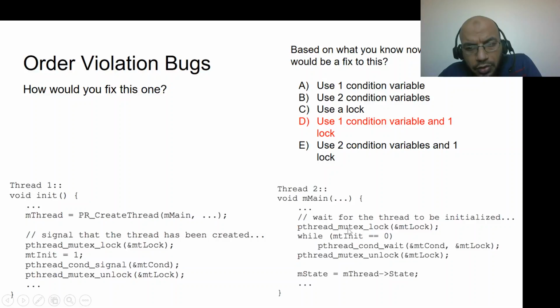In the other thread, you basically try to acquire the lock and you wait for the signal to occur. So basically one conditional variable, one lock, and one state variable, making sure that the initialization occurred. Once the initialization occurred, you can basically proceed.